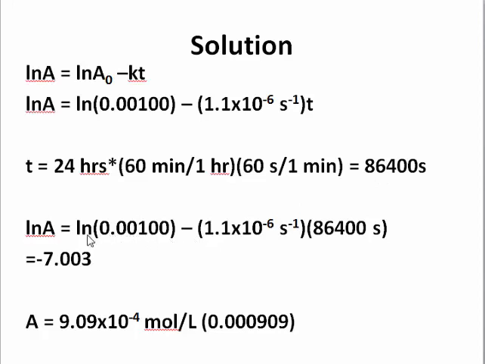And inserting that into the equation, natural log of A is natural log of starting concentration minus K times t. Note units cancel here, so this is unitless. And we obtain the number negative 7.003. Taking the inverse natural log gives a value of A of 9.09 times 10 to the negative 4 moles per liter, or 0.000909.